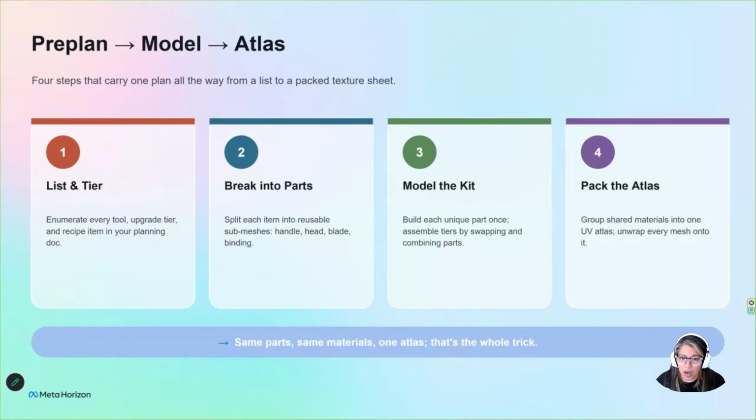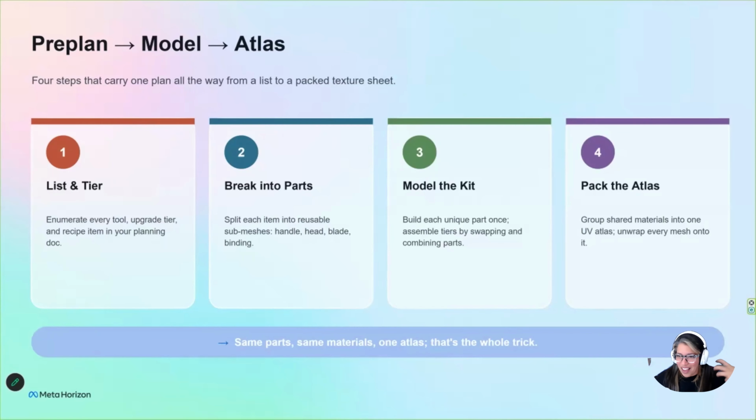Build each unique part one time. Then you assemble your tiers by swapping and combining those parts. A stone axe and a steel axe might share the same exact handle. Step four is pack the atlas. So group the shared materials onto one UV atlas and unwrap each mesh into it.